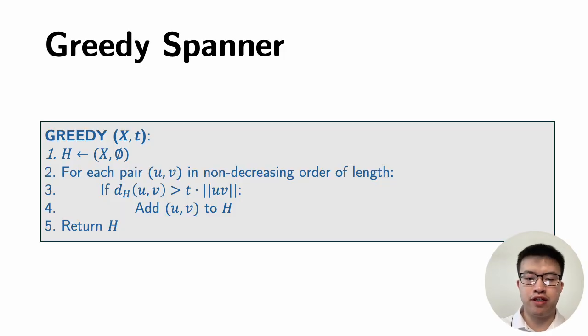So this is the construction of the greedy spanner. For each pair of vertices u, v, we check whether the distance in the spanner is more than t times the distance in the metric space. If it is, then we add the edge uv to H. So the greedy spanner is perhaps the simplest and most well-studied spanner.